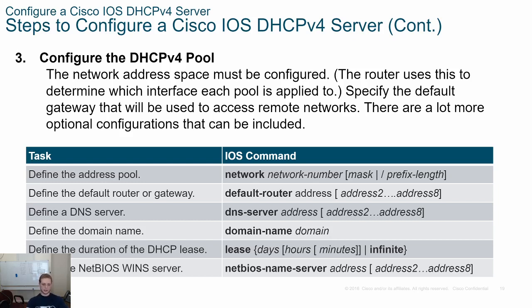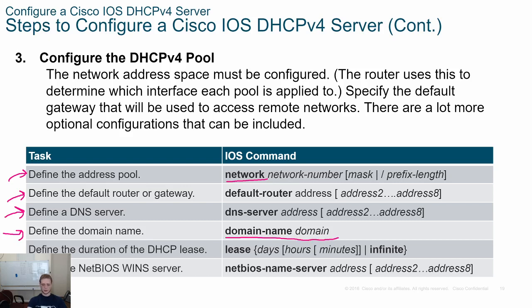We can do things like define the addresses in that pool with the network command. This is just like we would normally configure a network within a routing protocol or on an interface, except it would be a range, not necessarily a single address like we would have on an interface. Default router and gateway, same thing. Usually you'll want this on most networks. DNS servers, again, you'll want that on most networks. Domain name, which is optional really.